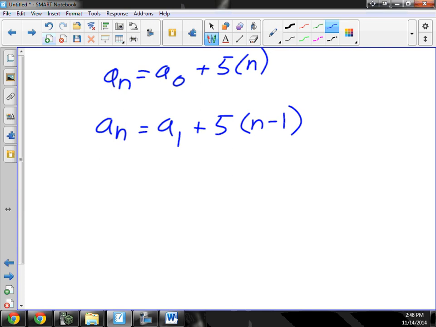So if I take the original term and I do 5 times n, will I get A sub n? Yes, that's the formula we've had. If I jump and I take the first term and I times it by 5, I add it to 5 times n minus 1, why is that exactly the same thing?